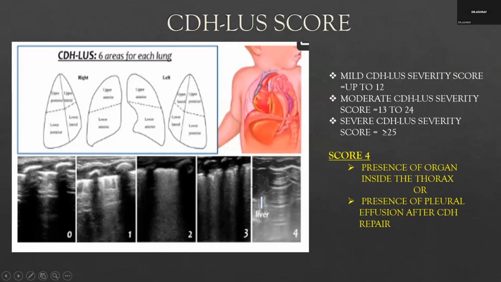We talk about an article I found by an Italian group, the congenital hernia lung ultrasound score. They did the Brat score, but we added another score for the presence of organs inside or post-operative pleural effusion. So the total score between every lung, 24 and 24, will be 48. It is mild from 0 up to 12, moderate from 13 to 24, severe above 25. Our patient was 16.